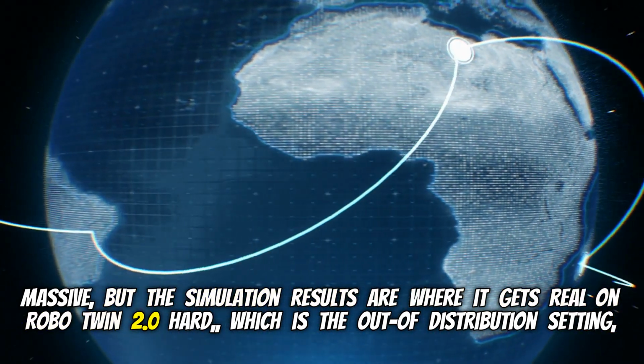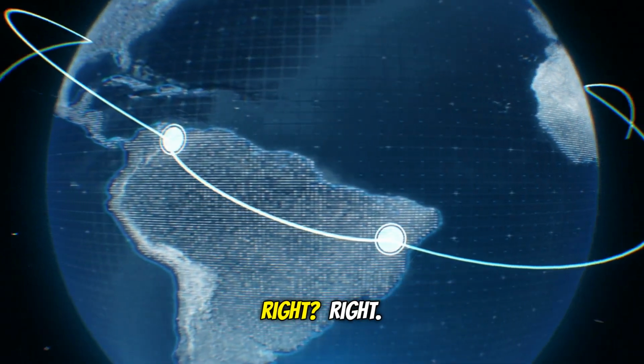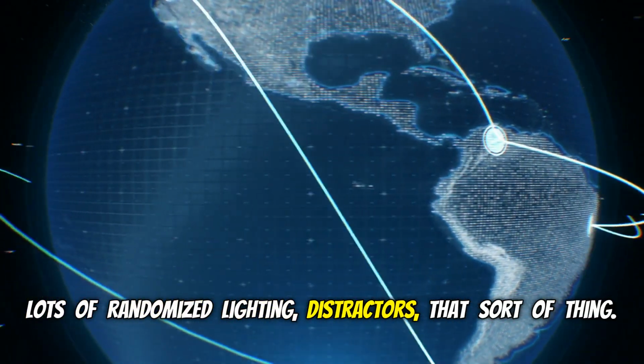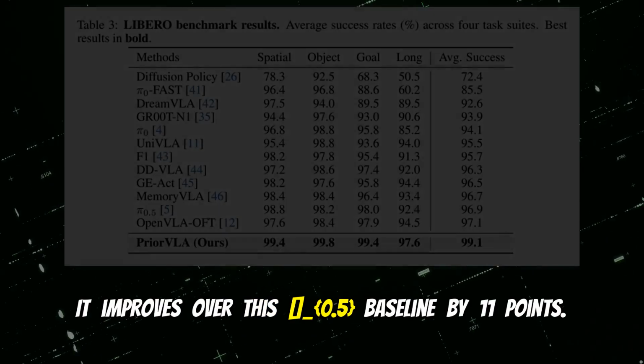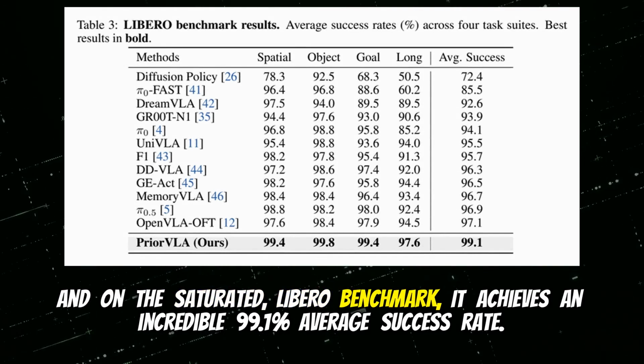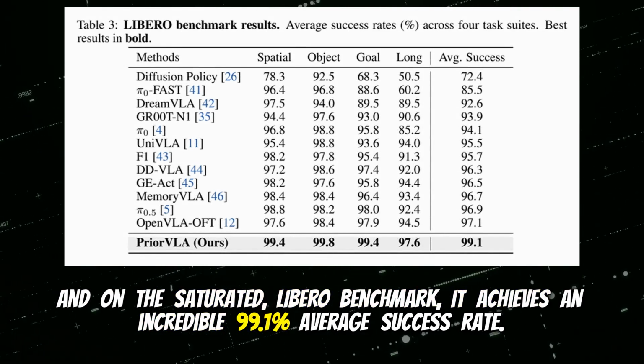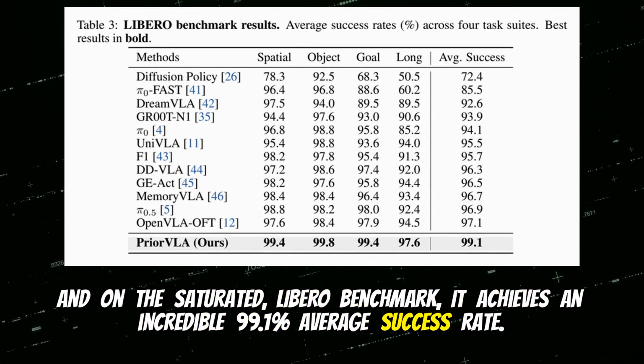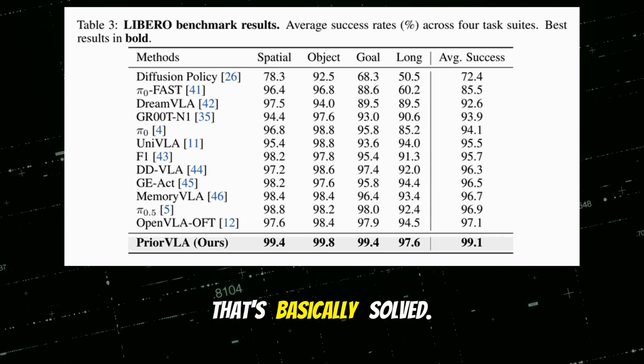On RoboTwin 2.0 hard... Which is the out-of-distribution setting, right? Right, lots of randomized lighting, distractors, that sort of thing. It improves over the π0.5 baseline by 11 points. Wow. And on the saturated LIBERO benchmark, it achieves an incredible 99.1% average success rate. 99.1. That's basically solved. Pretty much.